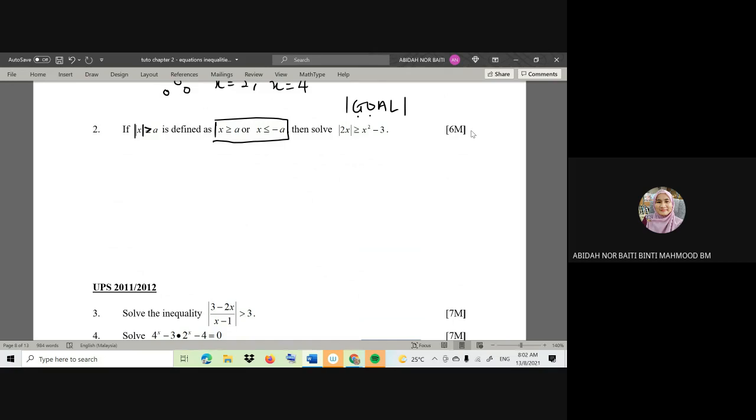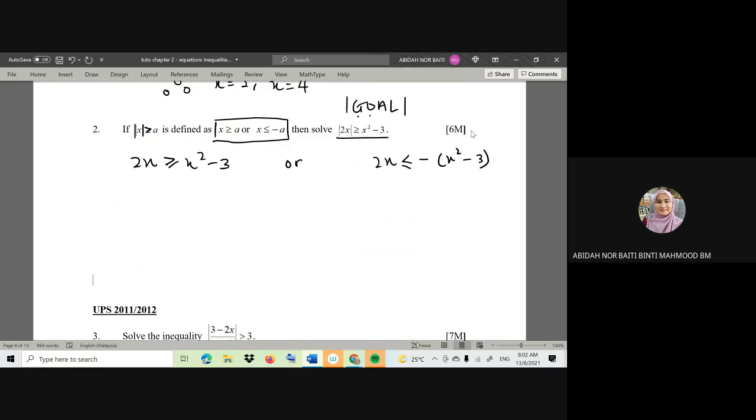Okay, so this is the question. So 2x greater equal x squared minus 3. Or this is positive. Another one is negative. 2x less equal negative x squared minus 3. Jangan lupa letak bracket ya. Sebab dia negative. Then we rearrange. Okay.